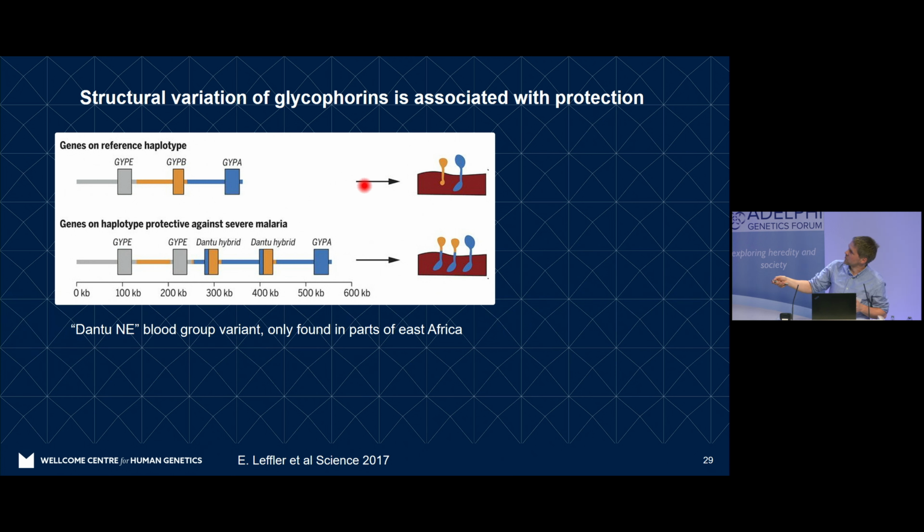This structure encodes what's known as the DAN2 blood group and produces something like this. It has an intact copy of glycophorin A, which is this very common molecule on the surface of the red cell, but it also has these kind of hybrid glycophorin B-E things. So we just heard a talk about variants being different in different populations. I should just emphasize that this is an extremely East Africa-specific variant.